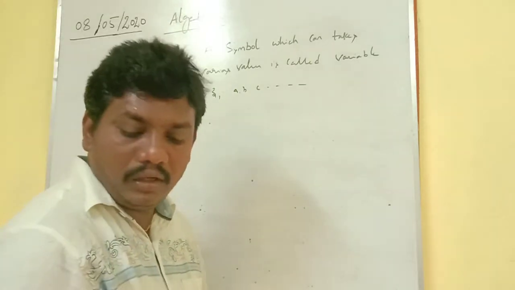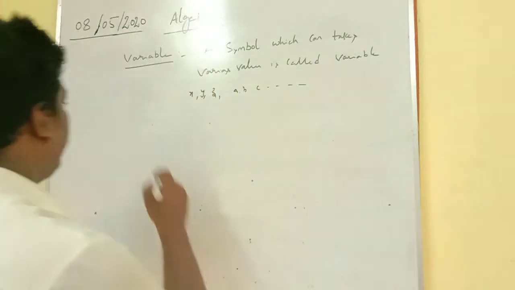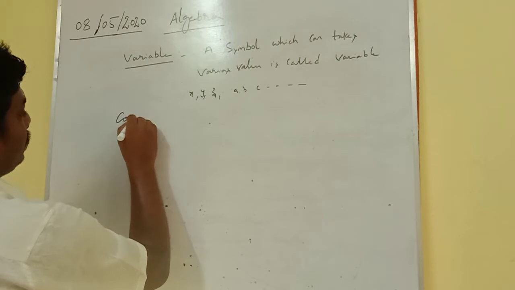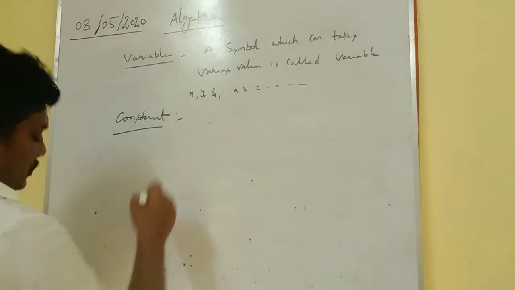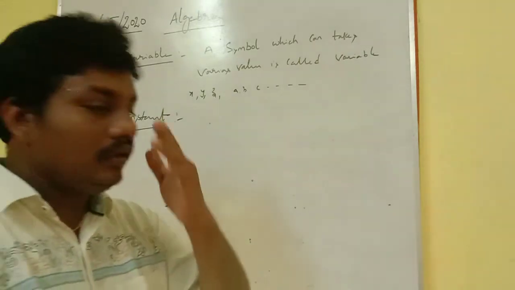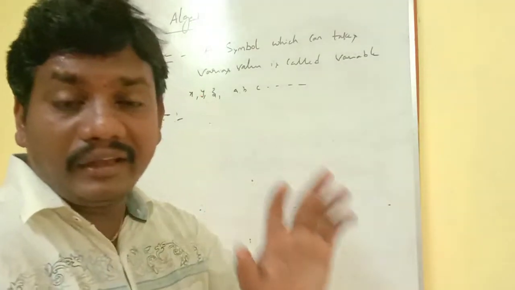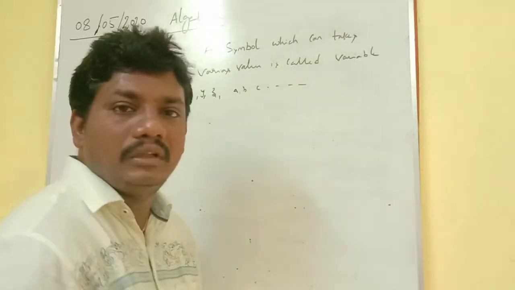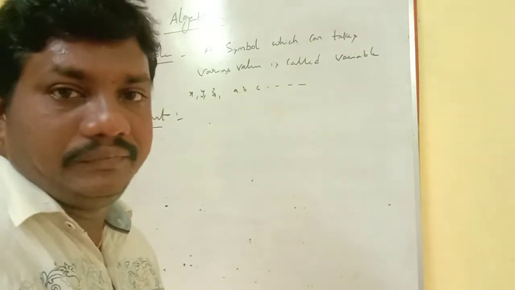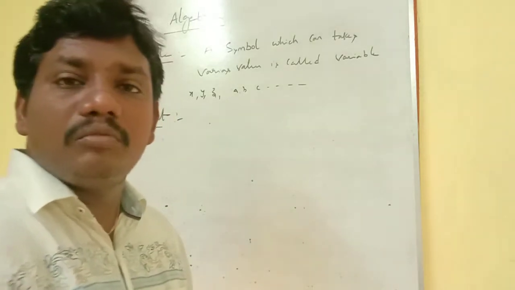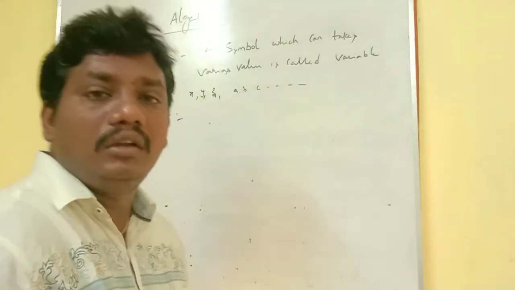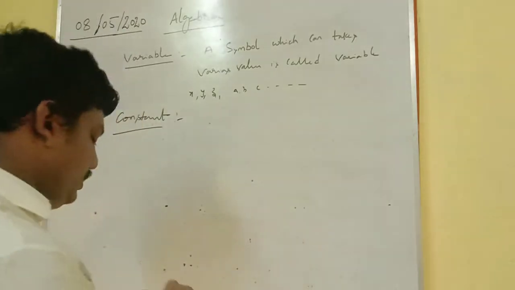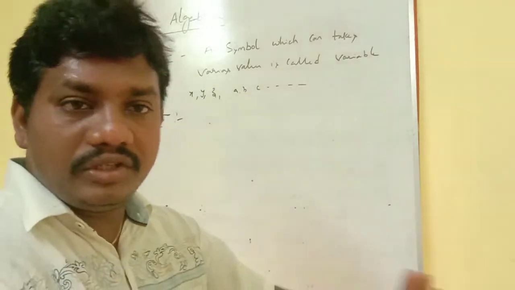Now another one is constant. What is a constant here? A constant is also a symbol, but its value does not vary. This is a fixed value, never changed. Generally all the numerical values are called constants. The number should not change its value, always fixed.